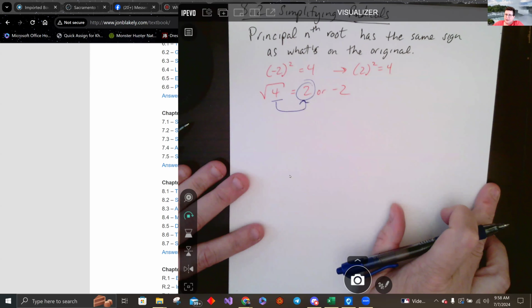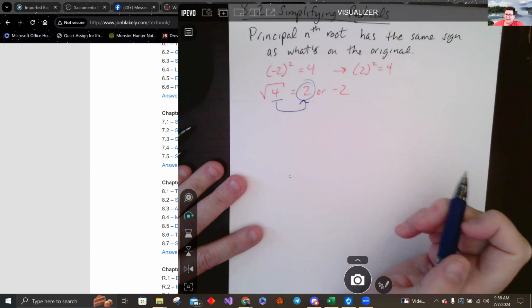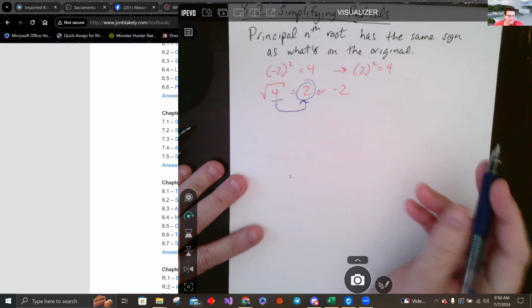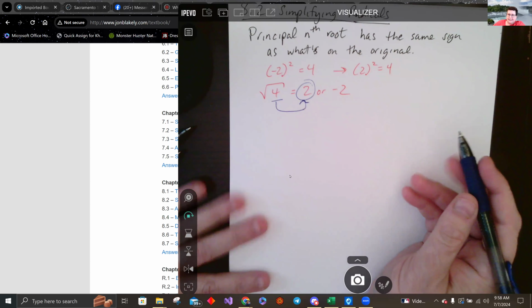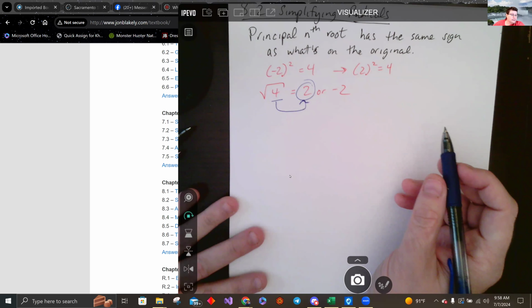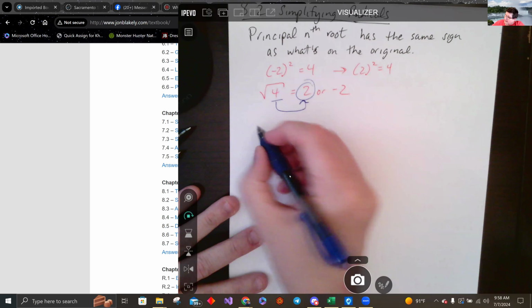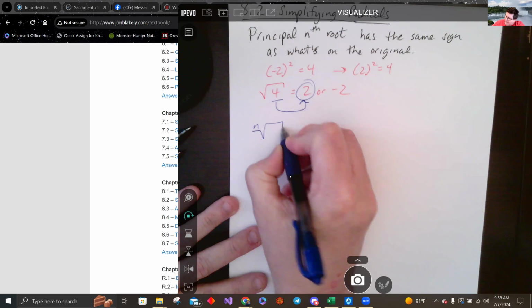But in a lot of circumstances, we don't have negative numbers. If you're dealing with problems in real life, you don't need a negative number for a lot of things, like distance is never negative and things like that. Length isn't negative. Time isn't negative. Lots of things. This stems off of the nth root of a to the n.